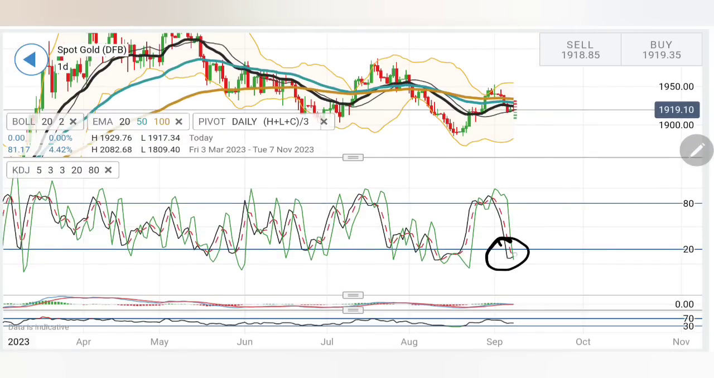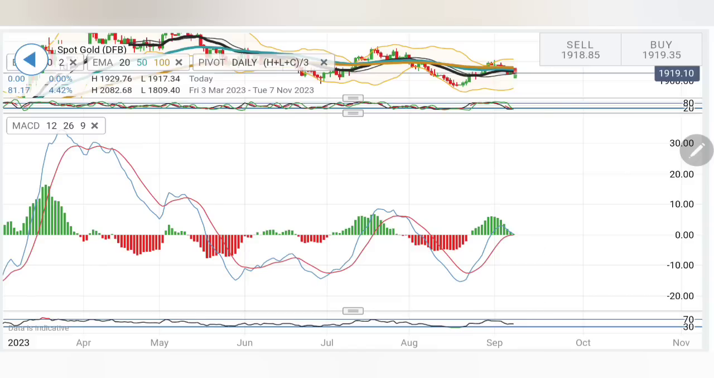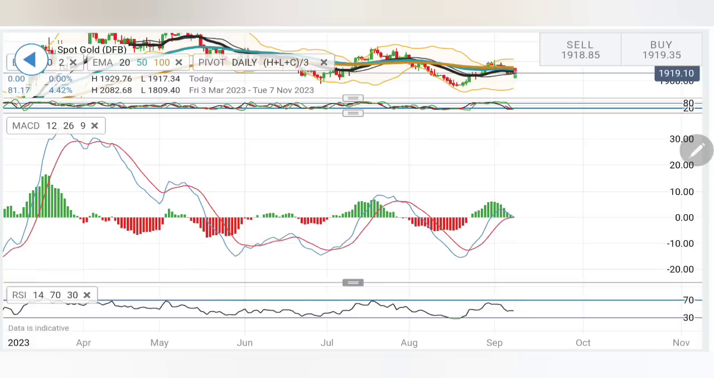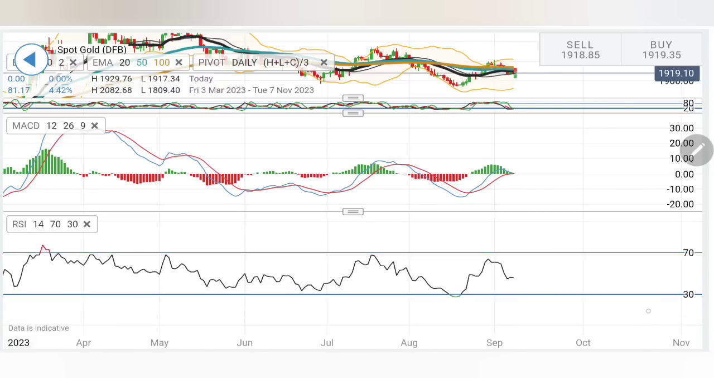Stochastic here is oversold on the daily charts. The MACD, see, MACD is creating waves here. It is willing to cross over for a sell entry as of now. And potentially a breakout candle may bring a little more bearishness here. RSI almost comfortable, neither bullish nor bearish.